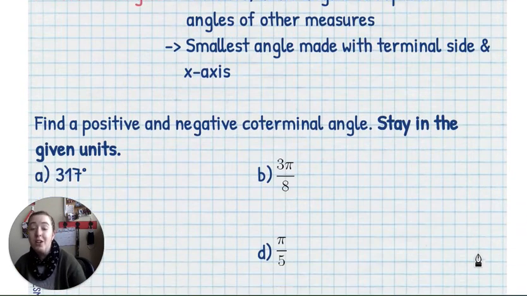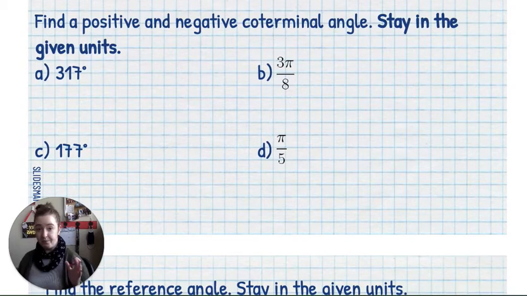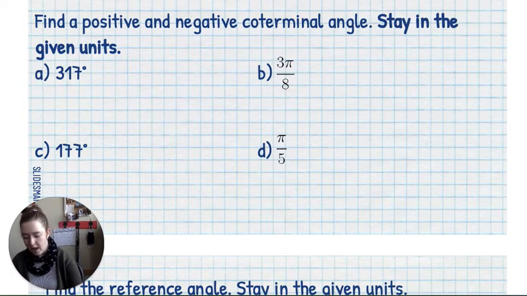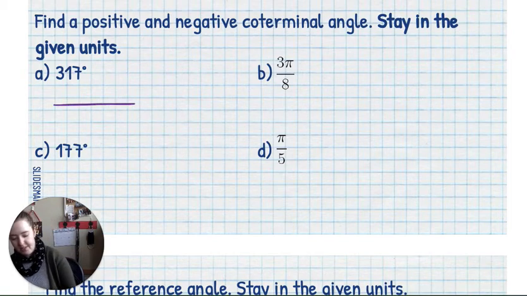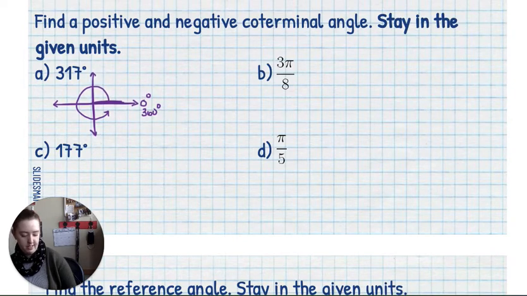Okay, so first we are going to look at coterminal angles. So remember, coterminal angles begin and end in the same spots. So right here we have 317 degrees. If we think about this as a picture, remember our angle starts right here. That's where 0 degrees is. There's 180, there's 270, and then over here is 360 degrees.